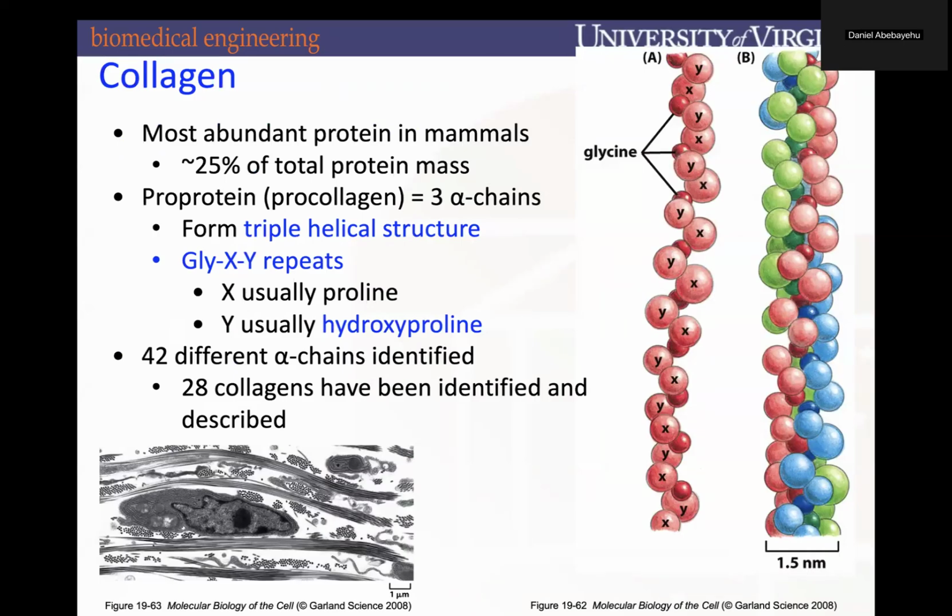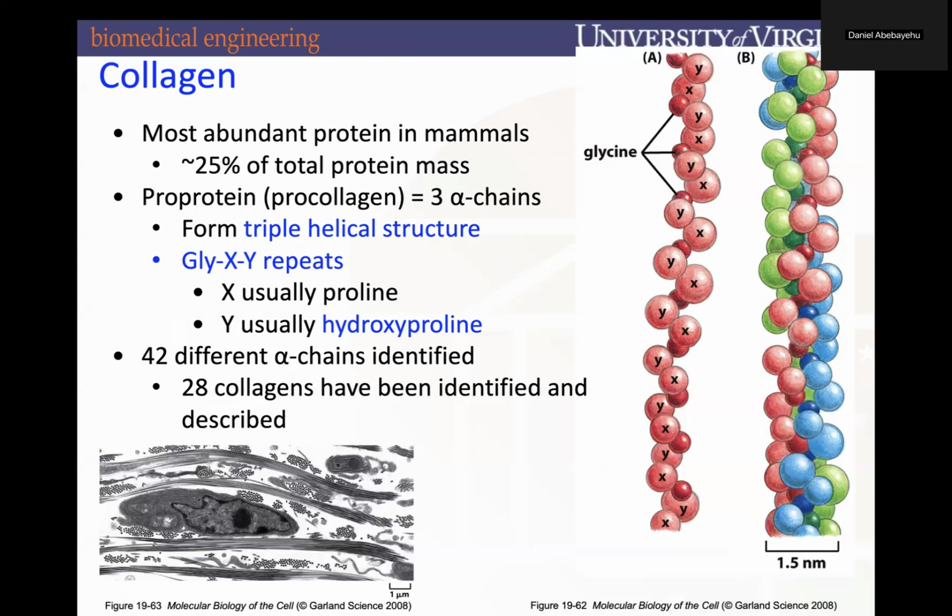For those of you who have made bone broth at home, where you take a chicken or turkey carcass and boil it down, you'll get a gelatinous broth, for lack of a better phrase. That's because that gelatin is collagen. It's denatured collagen. 25% of all of the proteins in mammalian biology is collagen. It exists as three alpha chains wrapped together that form this triple helical structure that you can see in the images here.